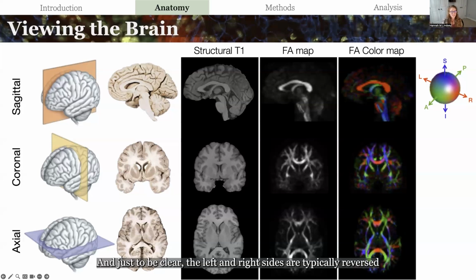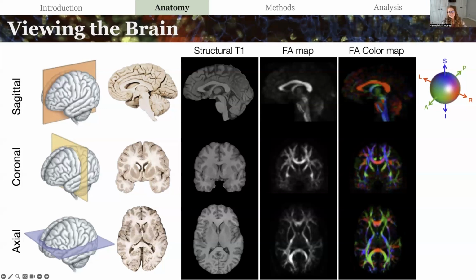And just to be clear, the left and right sides are typically reversed when looking at the coronal and axial slices of the brain, but not when looking at a 3D rendering of the brain. And we'll see quite a few 3D renderings later on. I know that's all confusing, but unfortunately, that's just the way that we do it.